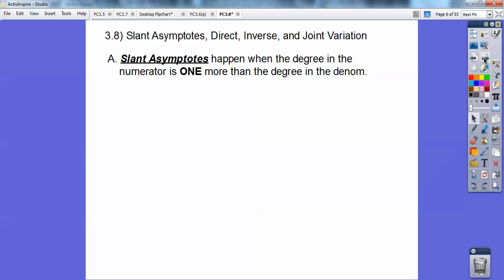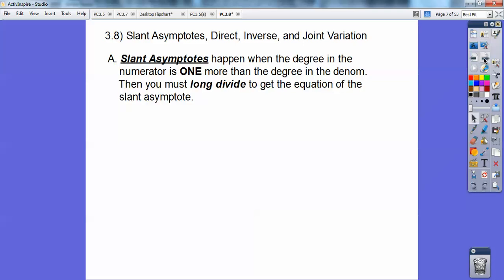Okay, you guys that are in my class. Slant asymptotes happen when the degree in the numerator is one more than the degree in the denominator. Then what you have to do is long divide from Algebra 1 / Algebra 2 to get the equation of your slant asymptote. I know a lot of you forgot how to do that, so I'll remind you. Determine the slant asymptotes for each function and then graph.